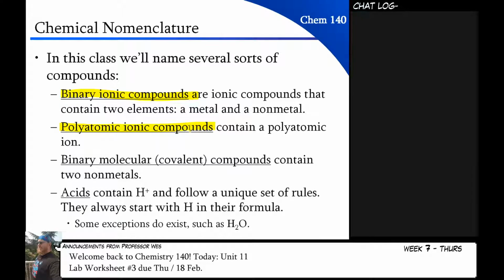We're separating out polyatomic just because polyatomic ions come from that list that I made you reference in unit, I want to say it's 5 or 6. So those are going to follow one set of rules. Then we got binary molecular compounds, or covalent compounds, which we looked at in the previous unit. Those are going to follow their own set of rules. Then we have acids here. And acids follow their own rules too.